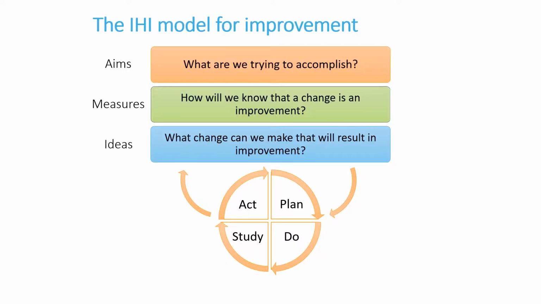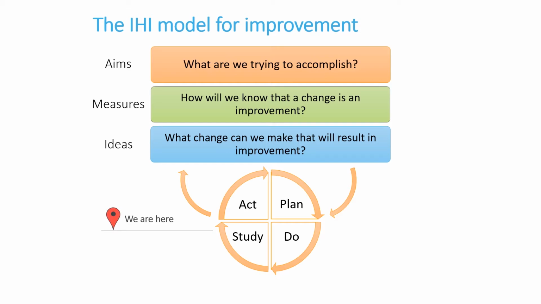As we have previously discussed, the IHI's model for improvement is separated into two main parts. The first part is the three fundamental questions which we have covered in the previous modules. We are now going to look at the second part of the IHI model for improvement, the PDSA cycle.